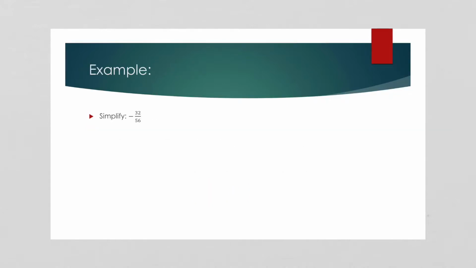Okay, so here we have negative 32 over 56. And by the way, that negative sign is assigned either to the top or to the bottom. It's not assigned to both. Okay, so in this problem, let's say that I don't see that 4 will go into both of those. I see that they're both even, so I'm going to divide top and bottom by 2. And then I look at that and I think to myself, well, those are both even as well. Maybe I could divide both of those by 2 again.